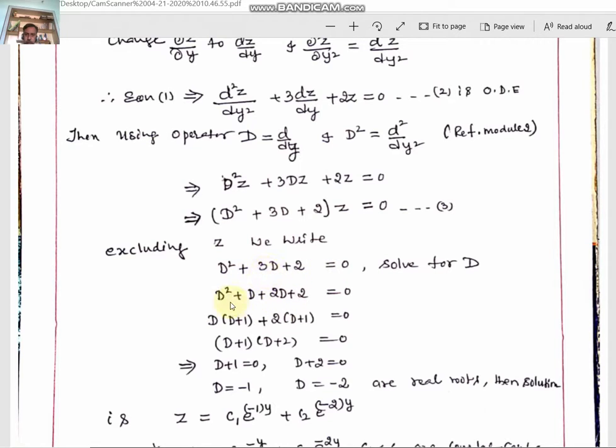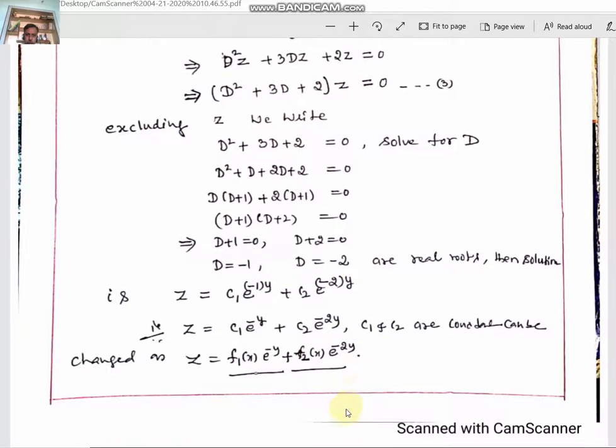Split 3D into D + 2D, and you can solve like this. Factorization: (D + 1)(D + 2) = 0. Equate each factor to 0, and you get the roots D = -1 and D = -2. These are real roots. Then the solution of this equation is written as z = c1 e^(-y) + c2 e^(-2y).